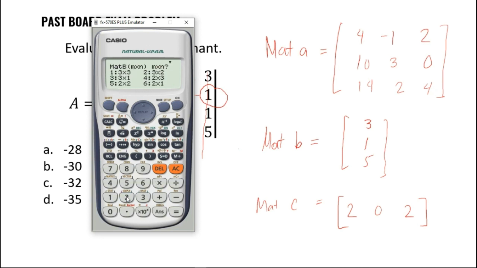Input natin yung matrix B. So, matrix B is a 3 by 1 matrix. So, number 3. Then, input natin lahat. So, 3, 1, and 5. Okay? Now, after that, of course, AC ulit. Meron pa tayong matrix C. So, we have here shift matrix. So, 4. Then, data lang ulit guys. Data. So, wag mong i-input guys yung matrix C kasi wala pa tayong data. So, palagi lang data. So, 2. Then, matrix C.